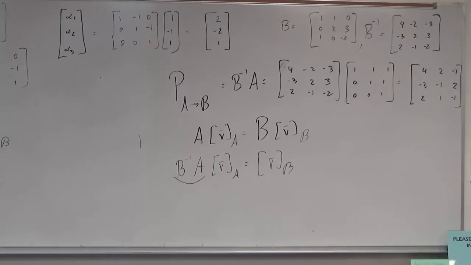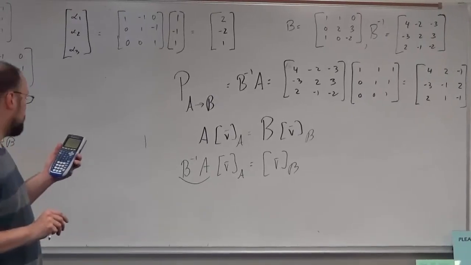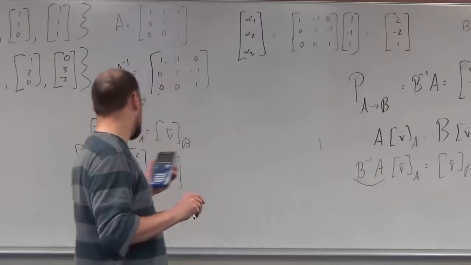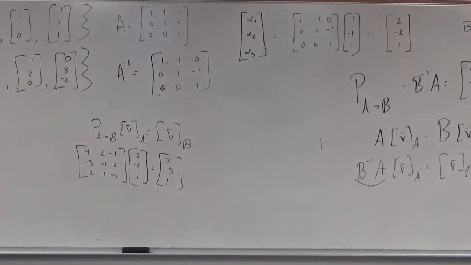Something is not matching my notes for a second. All right. So then B inverse: 4, 2, negative 1, negative 3, negative 1, 2, 1, negative 1. That's right. Okay, maybe that's right. But I want to check if this is right.